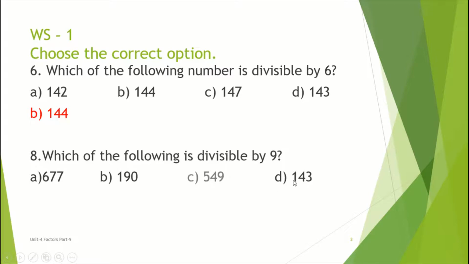Still we will check for D. 1 plus 4 is 5 and 5 plus 3 is 8. Okay. 8 is not divisible by 9. So which is the correct option we have? We have C as the correct option, that is 549.